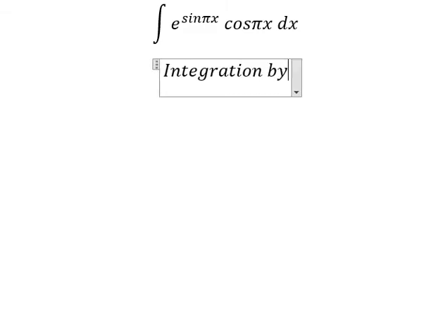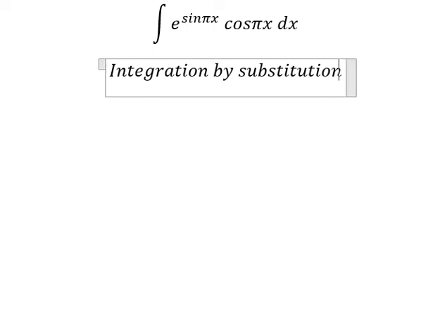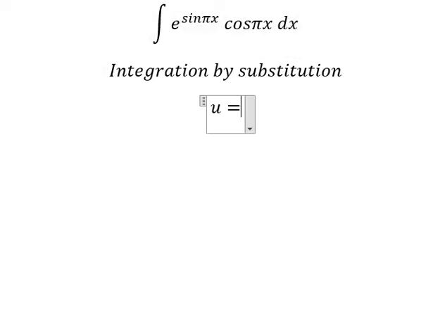The topic today is about integration. So now I will show you how to answer. We need to use integration by substitution. So I will put u equals sine bx.